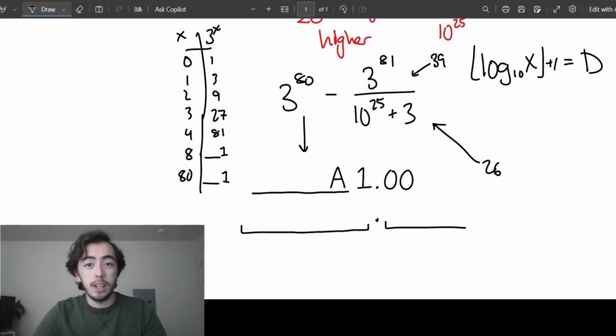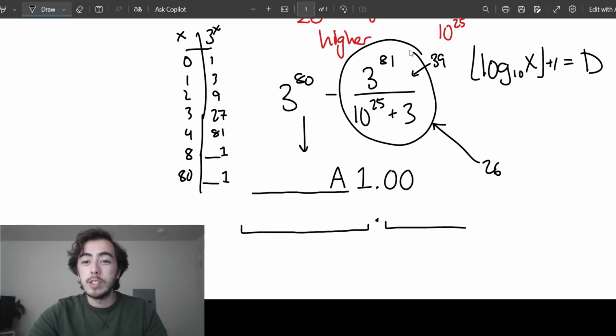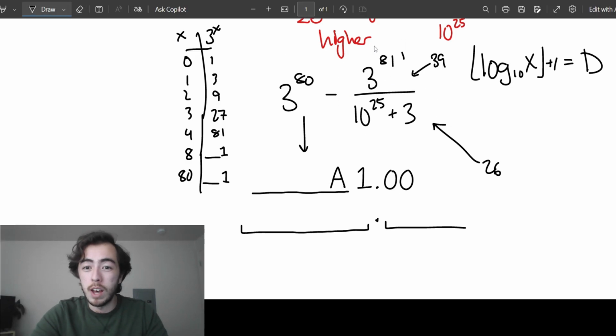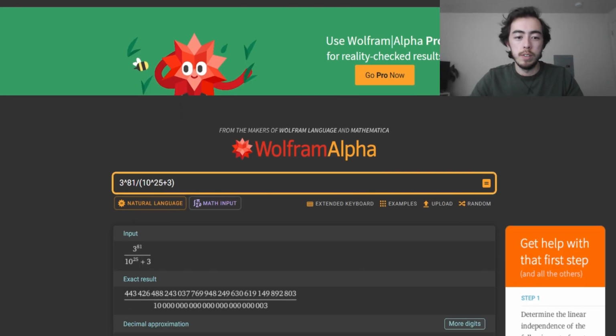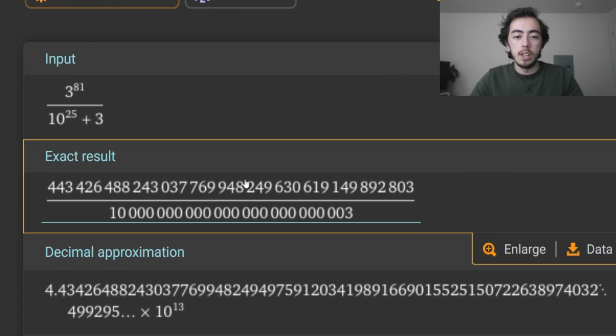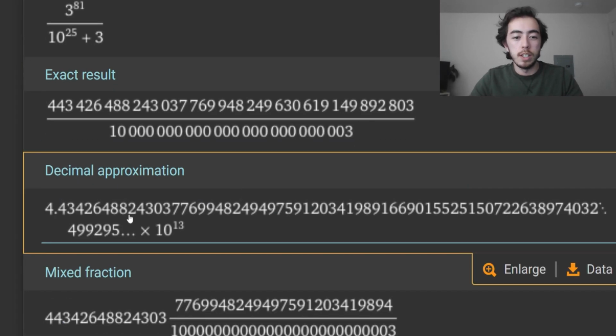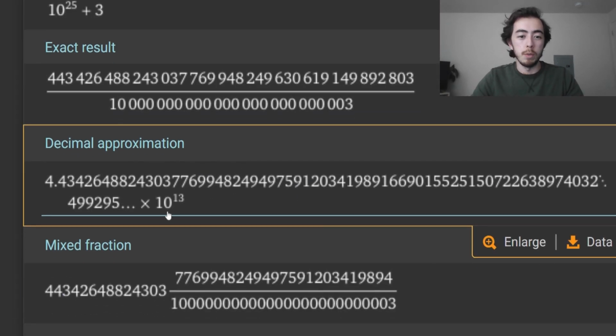So I'm going to go back and ask the calculator again, and hopefully using this smaller number right here, right, I reduced the power in the numerator from 2025 to just 81. Hopefully this number is small enough that my calculator can give me an accurate result. Back on Wolfram Alpha, we can do this division. Here's the exact result as a fraction, and here is our decimal approximation that we need.